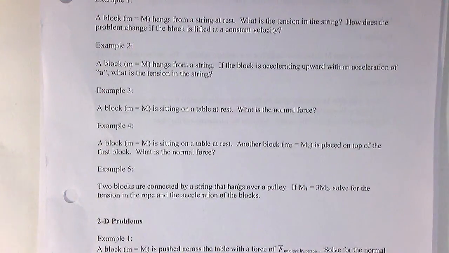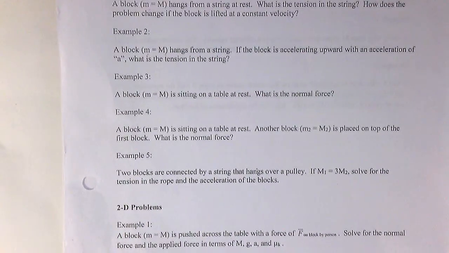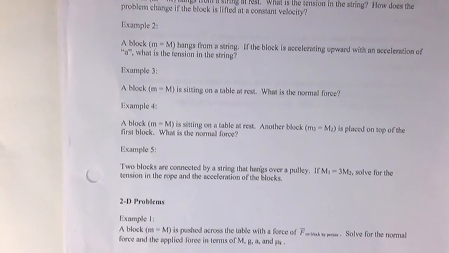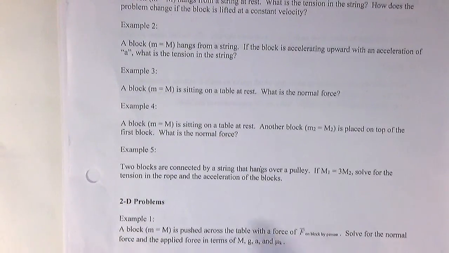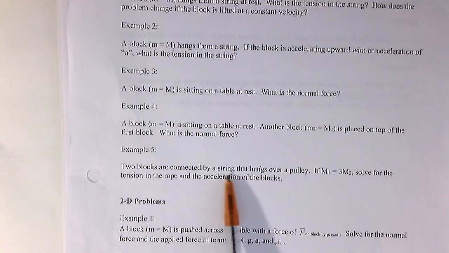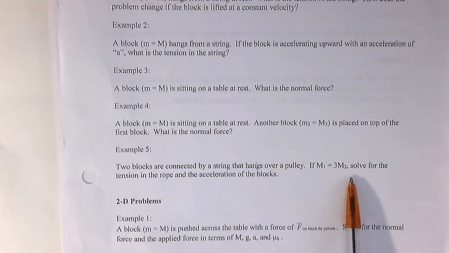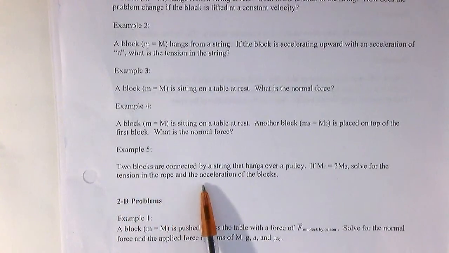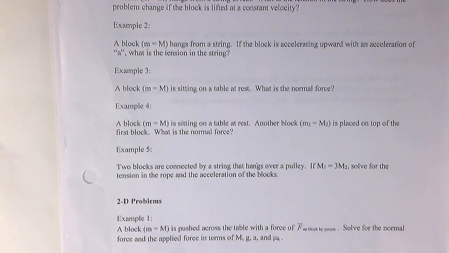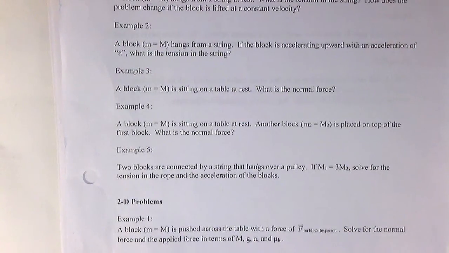In this video, we're going to do example 5. This is a little bit more complicated because we have 2 blocks instead of 1. 2 blocks are connected by a string that hangs over a pulley. If M1 equals 3M2, solve for the tension in the rope and the acceleration of the blocks. Okay, this is a 2-body problem instead of a 1-body problem.